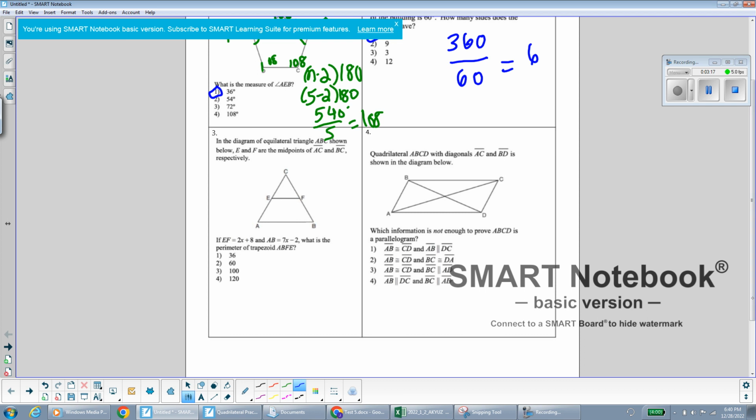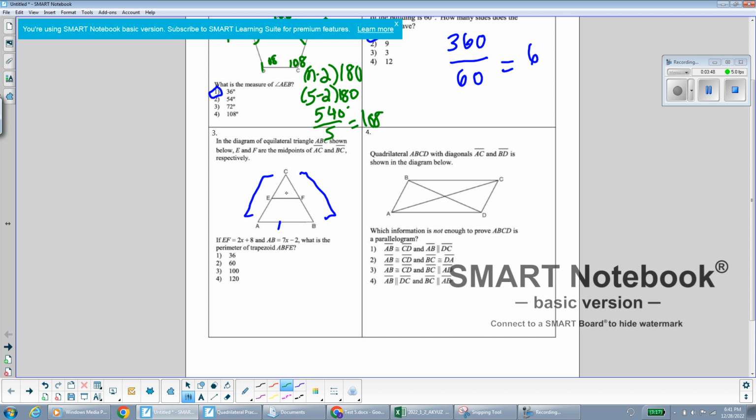Okay. For number 3, we're told that E and F are midpoints of the sides of the triangles that they're on. And we're told that triangle ABC is equilateral. So I know these 2 sides and this side are all congruent because it's an equilateral triangle. Since E and F are the midpoints of the sides that they're on, we can call segment EF the midsegment of triangle ABC. And we know that the midsegment is half the length of the side that it's not touching.